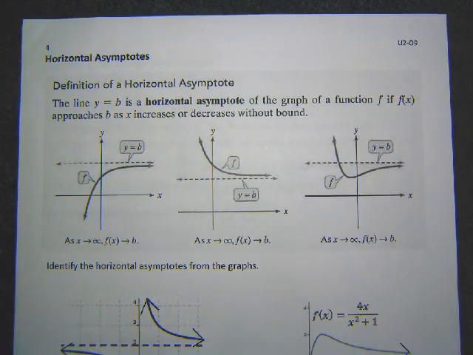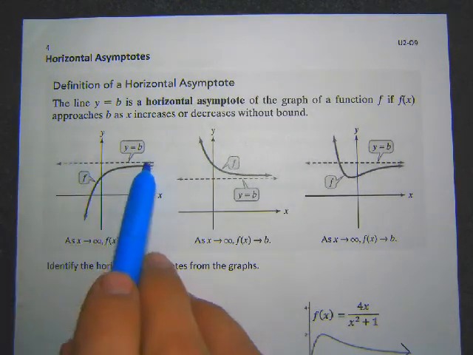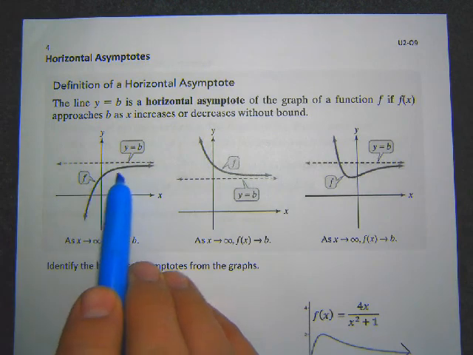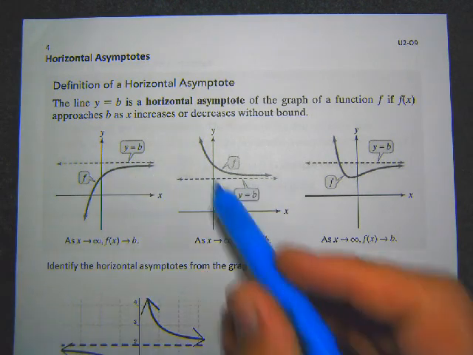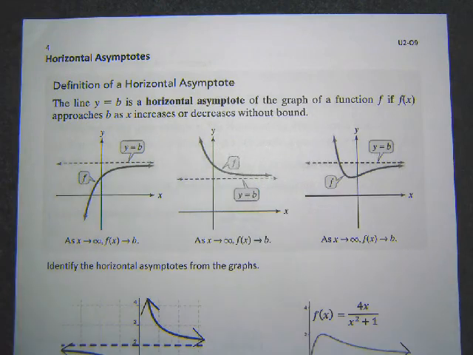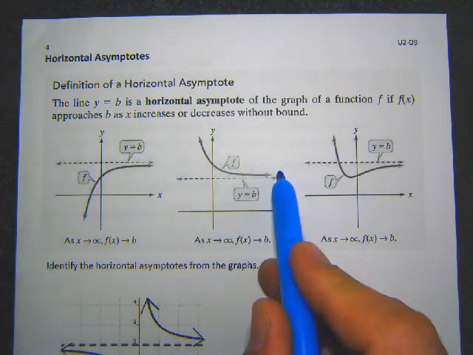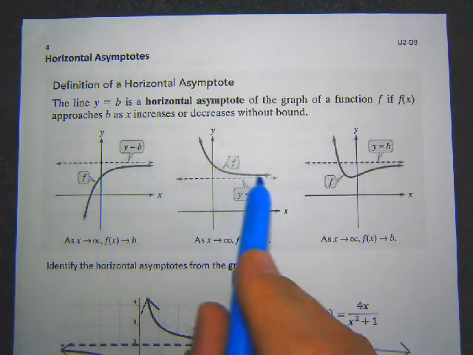So here they show you a couple different examples, like you might have this line B, and you might get closer and closer from the bottom and never quite touch it. Or you might get closer and closer from the top and never touch it. But you're not going to touch it at the end. At the end, you're going to get closer and closer but not touch it.